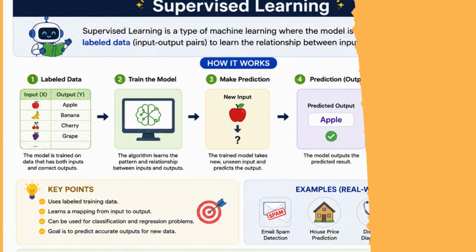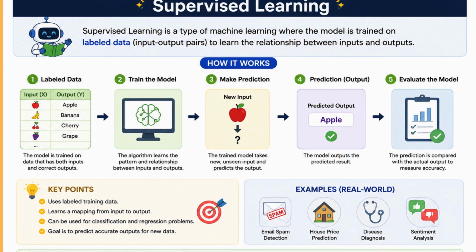Simple as that. So supervised learning is simply teaching a machine with labeled data, where we already know both the input and the output, so it can make smart predictions on its own later.